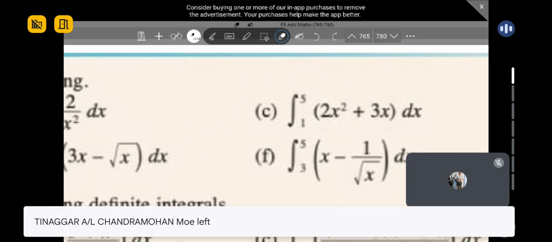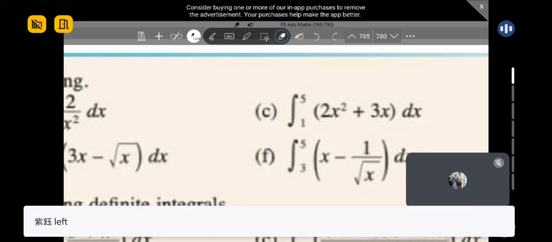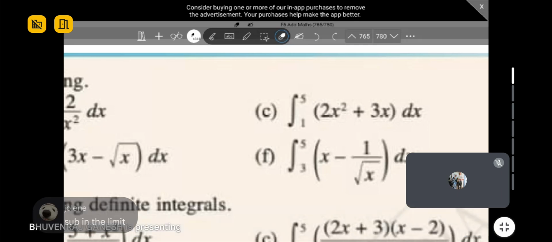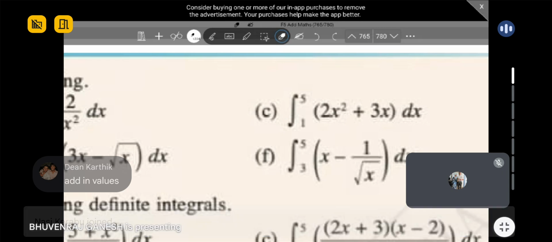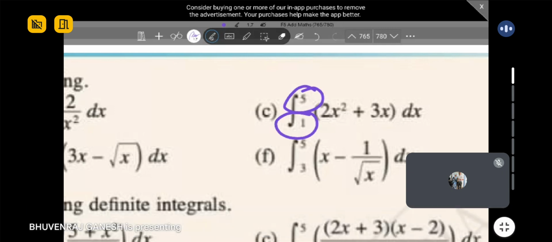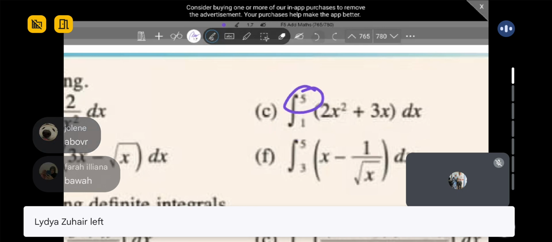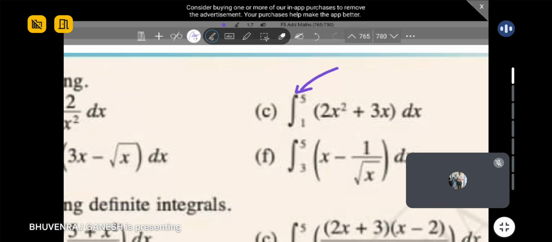Alright? Okay, so now, second step, what must we do guys? After integrate, setelah pengamilan kita buat apa? What is the second step? Very good. Sub in the limit. Okay, gantikan had. So over here, your had is 5 and 1. Okay, so guys, kita gantikan had mana dulu? Had atas atau had bawah? Which limit we sub first? The upper limit or lower limit? Yes. Always start the upper limit first. Okay, kita gantikan yang lebih besar dulu. Then minus lower limit. Tolak part bawah.